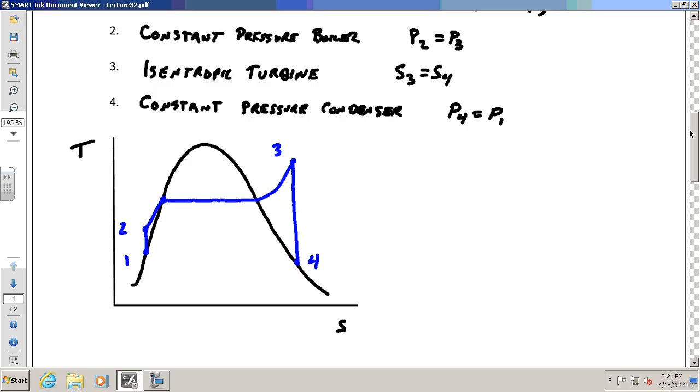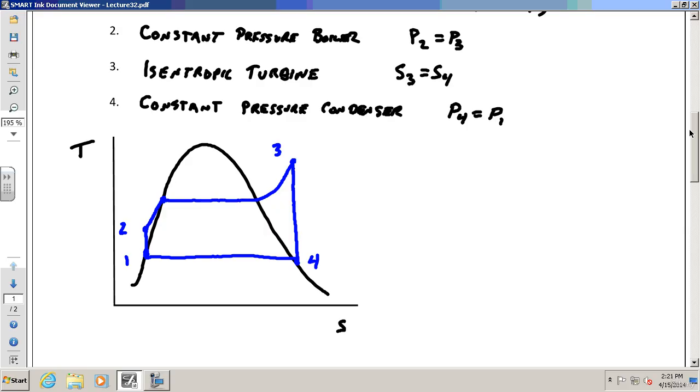And then last but not least, these two have to go straight across. If yours is a little off, it's going to basically go like that, straight across. Okay? Pretty much has to go straight across, like that, because it's a constant pressure from 4 to 1, and if you have a constant pressure and you're inside the dome, you have a constant temperature as well.